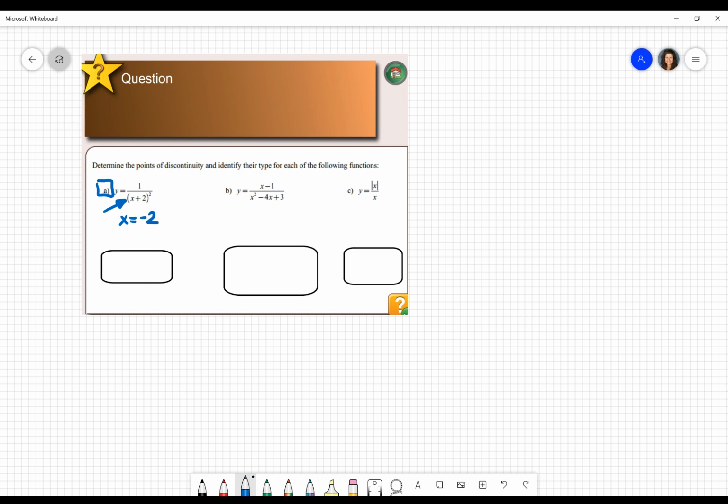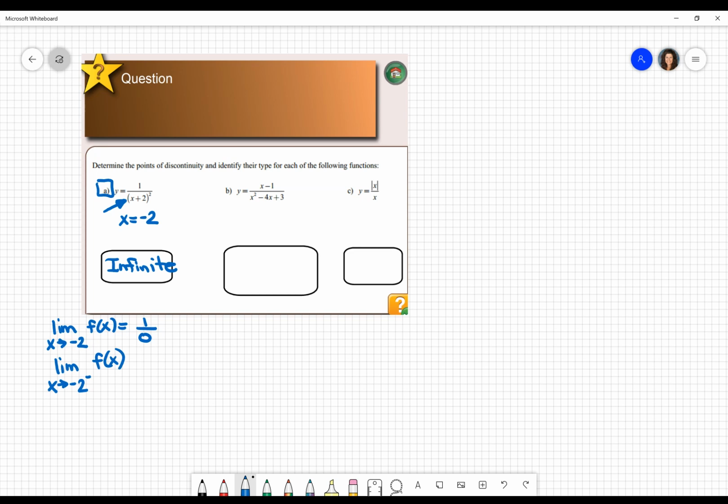Well, let's investigate that a little further because we know discontinuities result from limits. So as I look at the limit as x approaches -2 of this function, if I were to plug that in, we would get 1 over 0. So then we know that this is a vertical asymptote. So if it's a vertical asymptote, then that means we have an infinite discontinuity. So we could say infinite discontinuity.